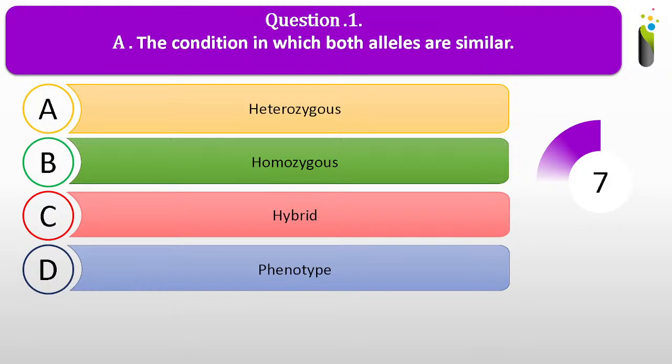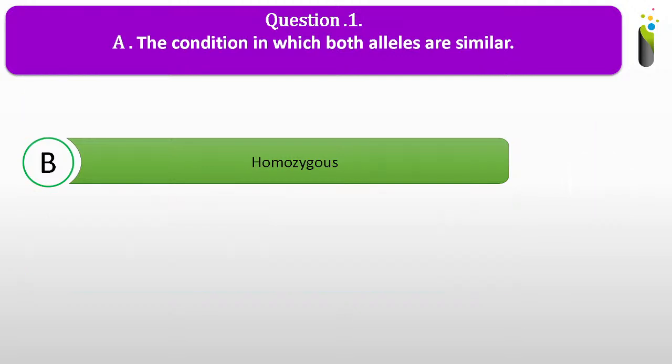The correct answer for this question is B. Homozygous. Friends, remember the same condition homozygous is also at times called as pure. So if in the options you don't find the option as homozygous but you find the option as pure, then your answer would be pure.